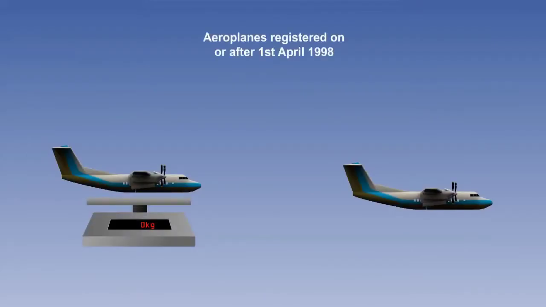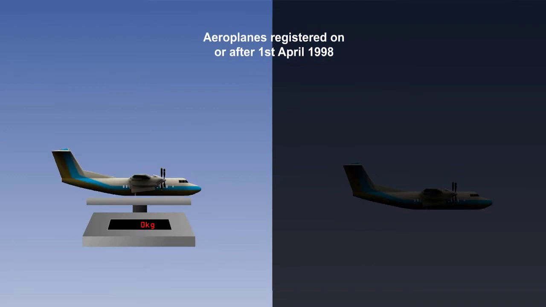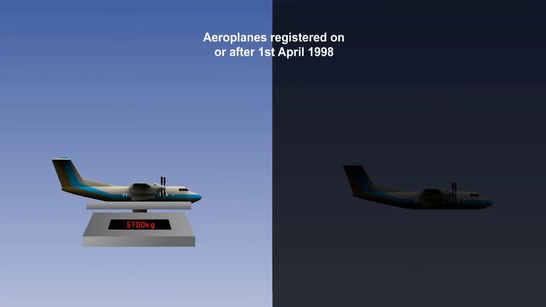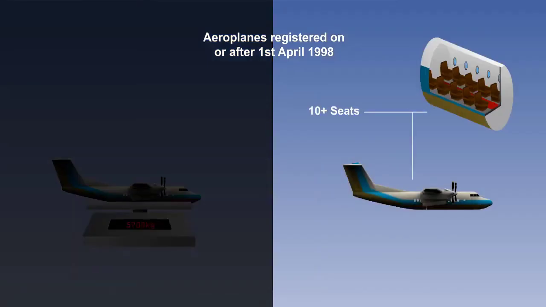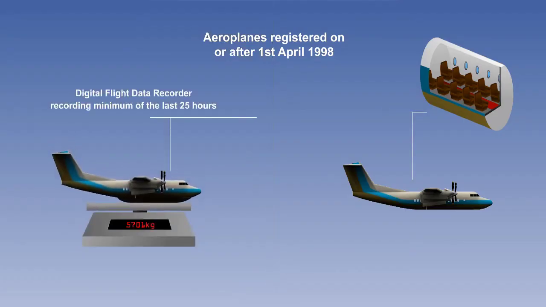EU OPS requires aeroplanes that are registered on or after 1st of April 1998 and having a maximum takeoff weight of 5,700 kilograms or less to be fitted with a digital flight data recorder that will record a minimum of the last 10 hours of operation. Aeroplanes with more than 9 seats that are multi-engine turbine powered, or aeroplanes weighing more than 5,700 kilograms require a digital flight data recorder capable of recording a minimum of the last 25 hours of its operation.